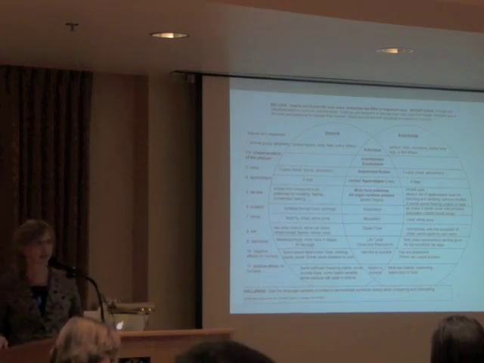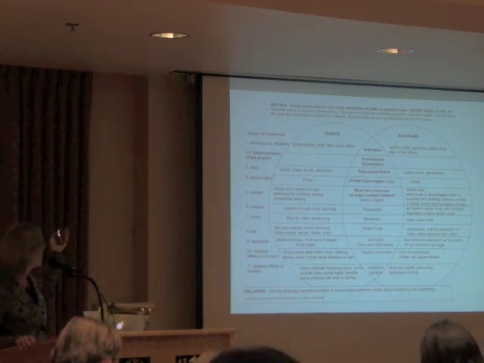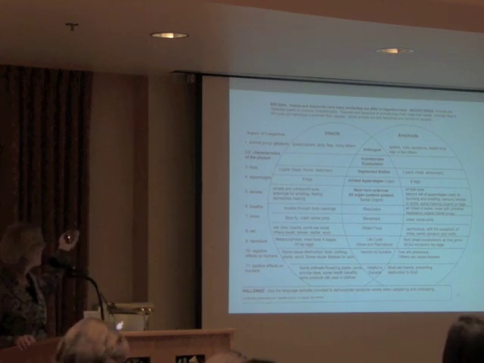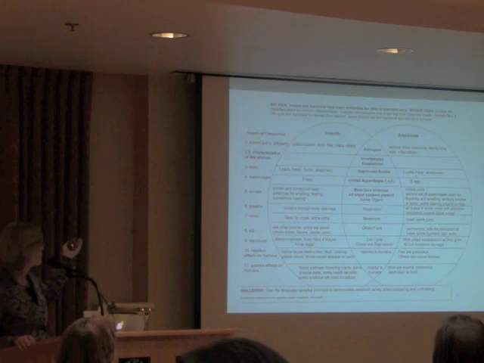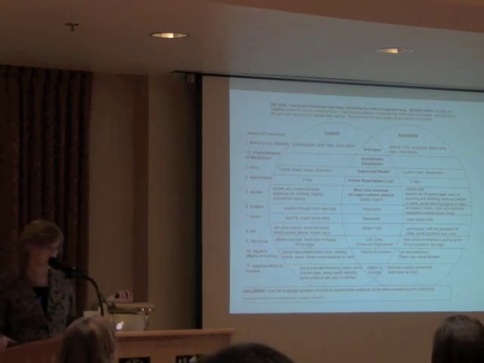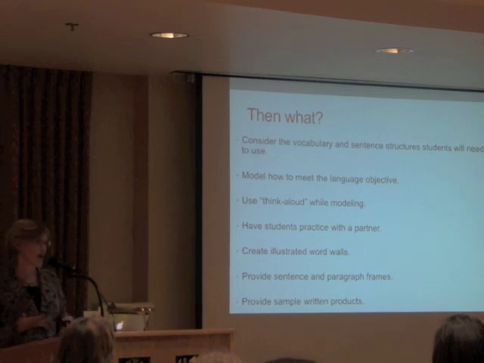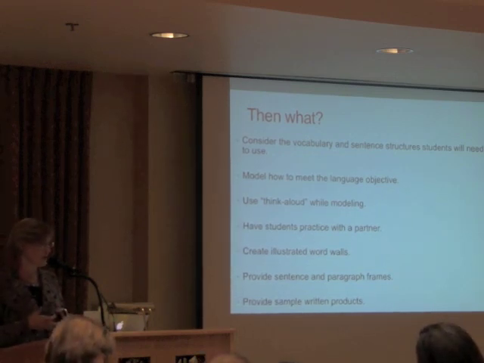A Venn diagram is not just a Venn diagram, but off to the side says what each thing needs to be. Number one, what animal group does this, what phylum does it belong to? Characteristics of the phylum. What are the differences and similarities among their bodies, their appendages, their senses, etc.? Then what? So you're going to consider the vocabulary and sentence structures, you're going to think aloud, you're going to model, you're going to do everything you can to provide opportunity for practice, really specific practice.